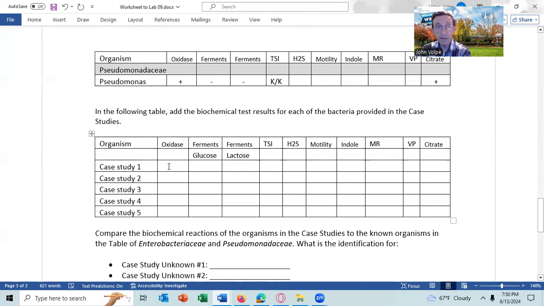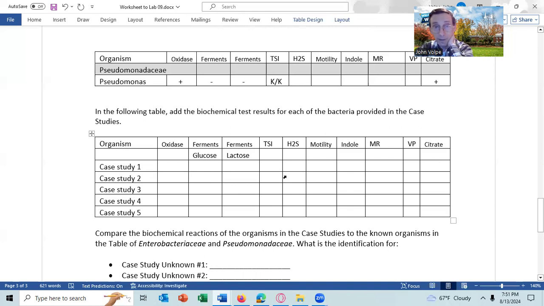So if it gives the oxidase test, put the result there. If it ferments glucose, put the result there. Ferments lactose, put the result there. If a TSI tube is used, put the results there. H2S production here. Motility test here. Indole here. MR test, VP test, and sodium citrate test. Now, some of these tests may not be used on the case study, in which case you just leave it blank.